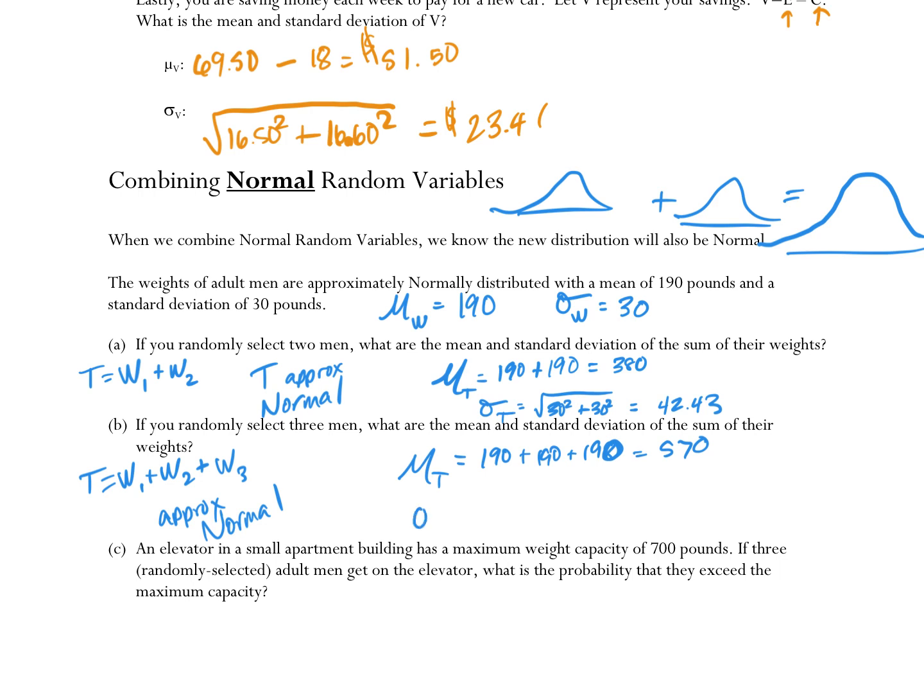What about the standard deviation of T? Add another 30 squared. Just now you have 30 squared plus 30 squared plus 30 squared. It's 52. 51.96. It's pretty close to 52. That wasn't from intelligence, that was remembering from last class.